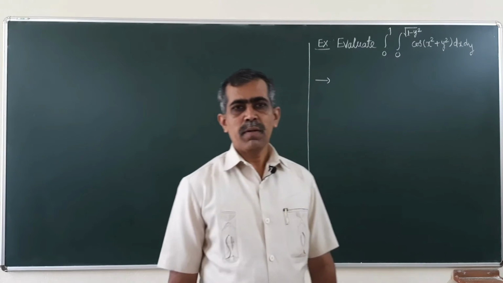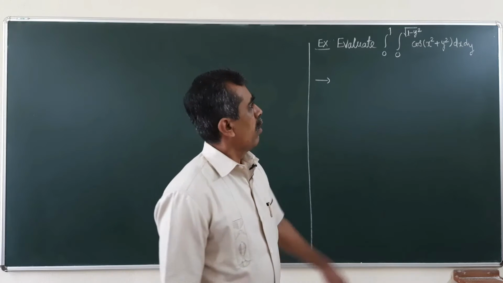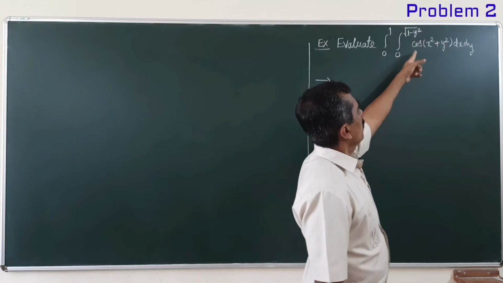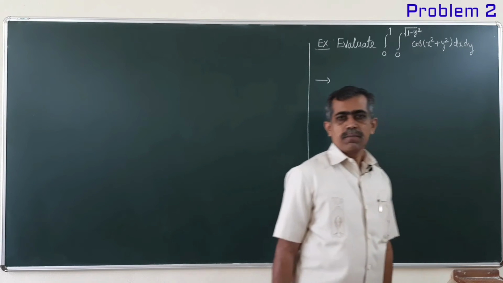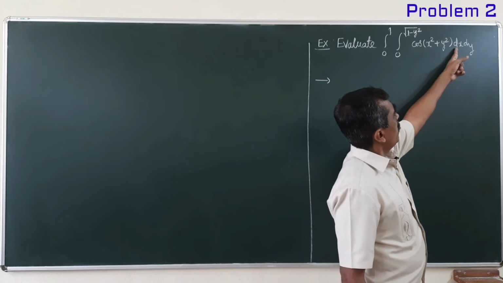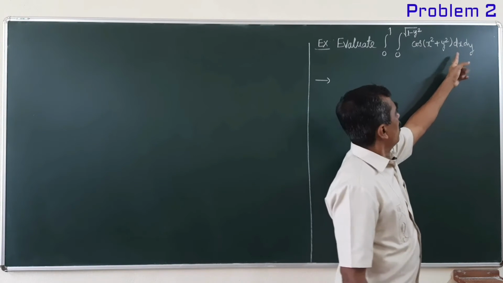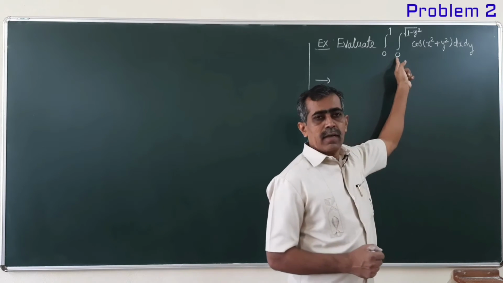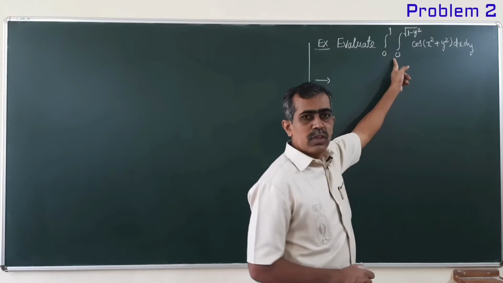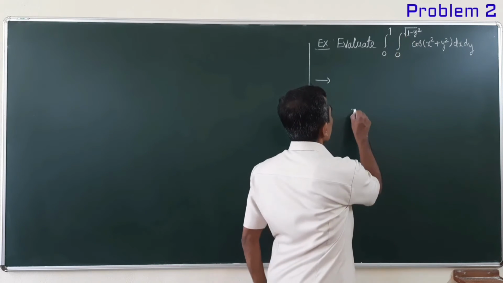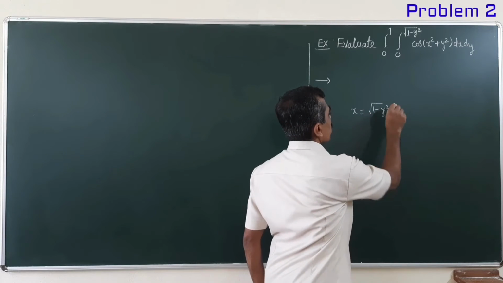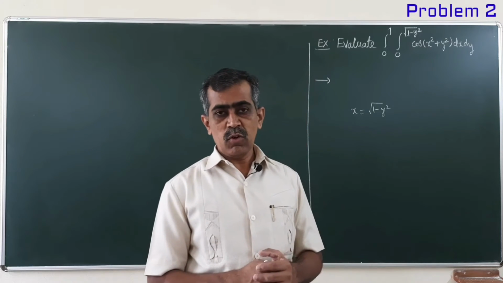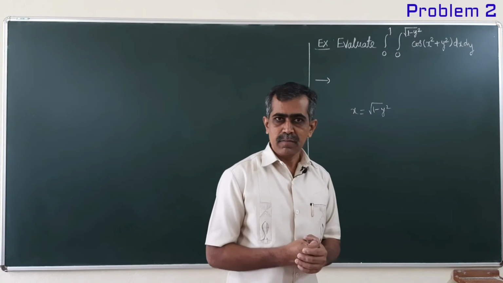Now, let us do another problem on change of variable. Consider this problem: integral 0 to 1, integral 0 to under root 1 minus y square, cos of x square plus y square dx dy. What are the limits of x here? We integrate with respect to x first. So x runs from x = 0 to x = under root 1 minus y square. If you square this, x square = 1 minus y square, so x square plus y square = 1. Just see, it is part of a circle.